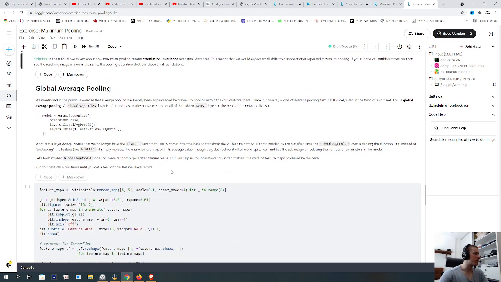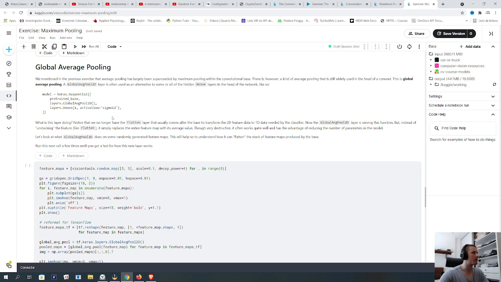Global average pooling. We mentioned in the previous exercise that average pooling has largely been superseded by maximum pooling within the convolutional base. There is, however, a kind of average pooling that is still widely used in the head of a convnet. This is global average pooling. A GlobalAvgPool2D layer is often used as an alternative to some or all of the hidden dense layers in the head of the network.